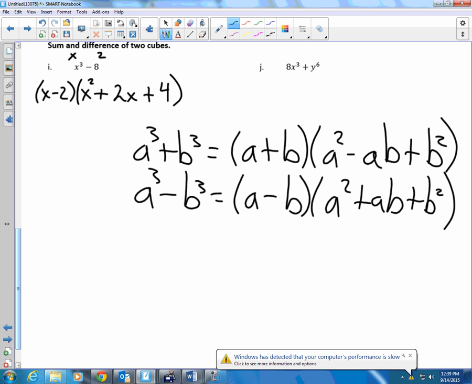You might be like, well, that was too confusing. I didn't figure out your own way. I don't know. That's the way I do it. I'll do it once more. What do you cube to get 2x to the third? 2x. What do you cube to get y to the 6? y squared.